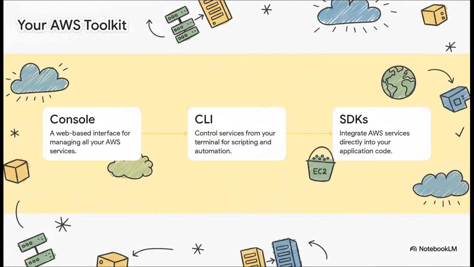First is the AWS Management Console. It's a web-based point-and-click interface that's awesome for exploring and just getting started. When you're ready for automation and scripting, you'll move to the Command Line Interface, or CLI. This lets you control everything right from your terminal. And finally, to bring the power of AWS directly into your applications, you'll use the Software Development Kits, or SDKs, which are available for all the popular languages like Python, JavaScript, and Java.